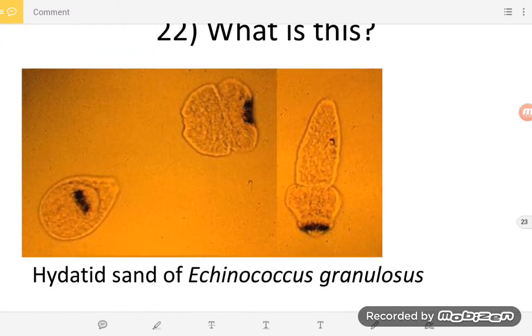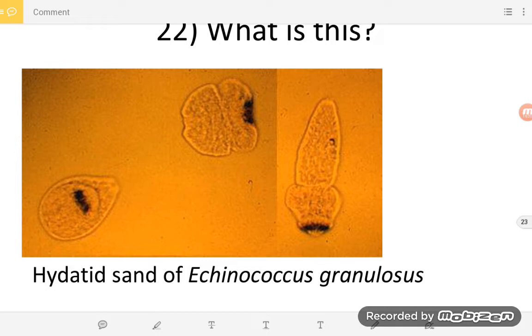So what is this? This is actually hydatid sand of the Echinococcus granulosus. When we consider the Echinococcus granulosus, the definitive host is the dog, and the accidental host is the human. The infective stage is the egg. When we ingest the egg, it lodges in the liver cell and becomes a larval stage. We call it hydatid cyst.